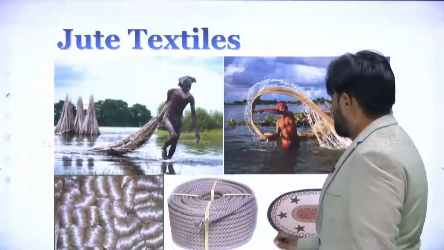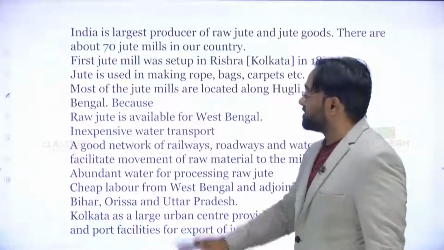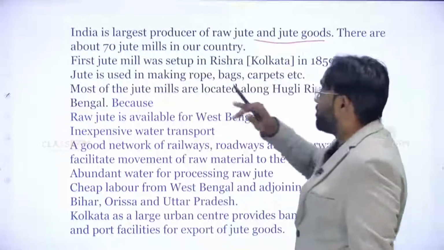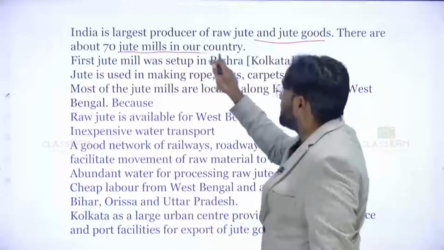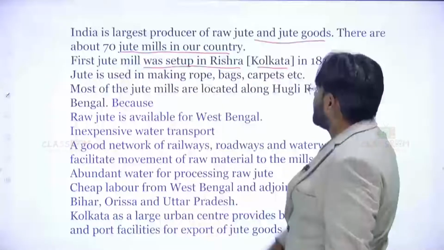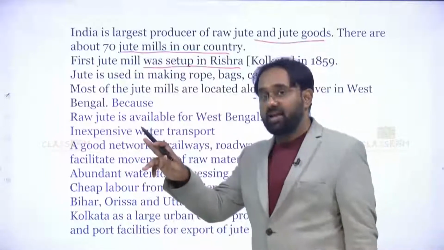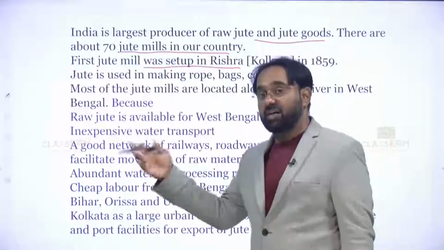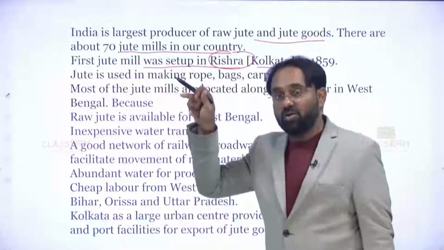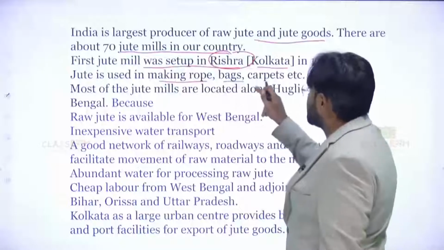Jute textile, and you know how jute is used. India is the largest producer of raw jute and jute goods. There are about 70 jute mills in our country. The first jute mill was set up in Rishra, Kolkata in 1859. Cotton was 1854 in Mumbai, and jute commercial production in 1859 was in West Bengal. Jute is used in making rope, bags and carpets.